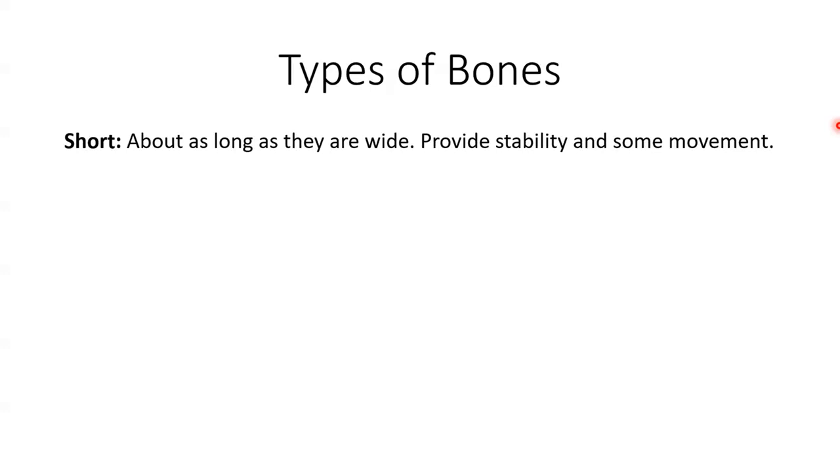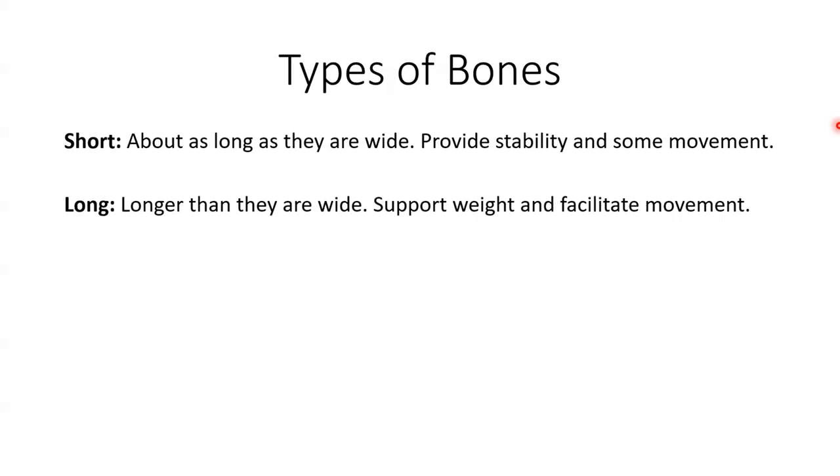So looking at how we specifically define these different types of bones, short bones are about as long as they are wide. They provide stability and a little bit of movement, but not a lot. The examples include things like the carpals in the wrist, so those small kind of rectangular shaped wrist bones, as well as the tarsals in the ankle.